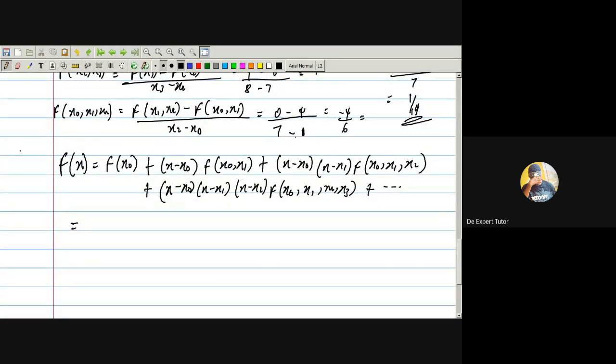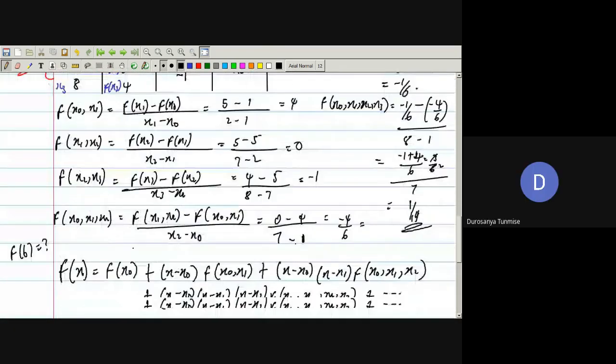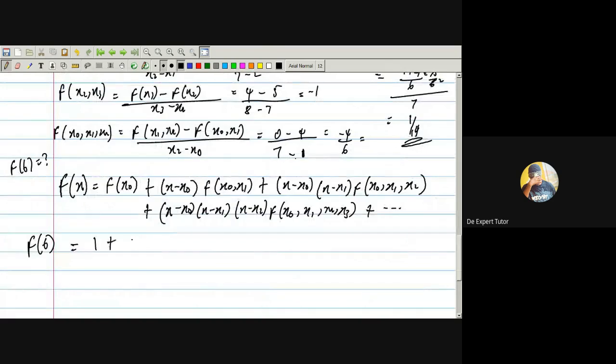I'm looking for f of 6. That's what I'm looking for, so my x is 6. It means that if I don't want to put my 6 directly, I'll have what I'm having here in terms of x, a polynomial. Then you can just put whatever value of x that you want. So f of 6 is equal to, what's my f of x naught? 1. I have 1 plus x minus x naught, that's 6 minus x naught, which is 1.